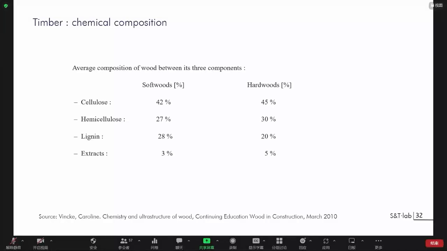If you go into more detail in the anatomy, you see that there are several components of timber: cellulose, hemicellulose, lignin, and some extractives. And these extractives will make all the difference between a timber species being durable or not durable, resisting fungi and wood-boring beetles or not. And that also explains why you have this kind of extractive in the hardwood and not in the softwood.